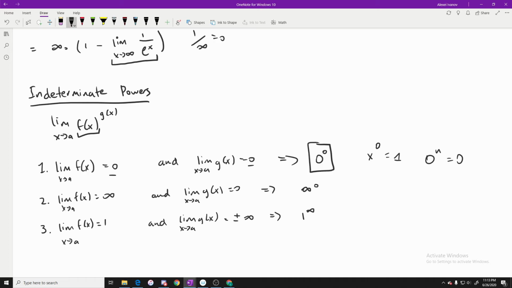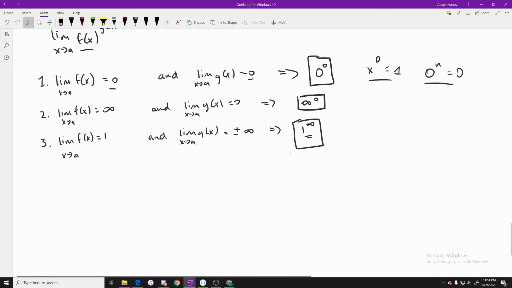Then the other case is that we have the base being equal to infinity, which is this right here, and then the power is going to equal 0. So we get something in the form of this. And again, for a similar reason, this is indeterminate. Lastly, the final one is when we have a base of 1 and a power of infinity. This would be the last form for indeterminate powers.